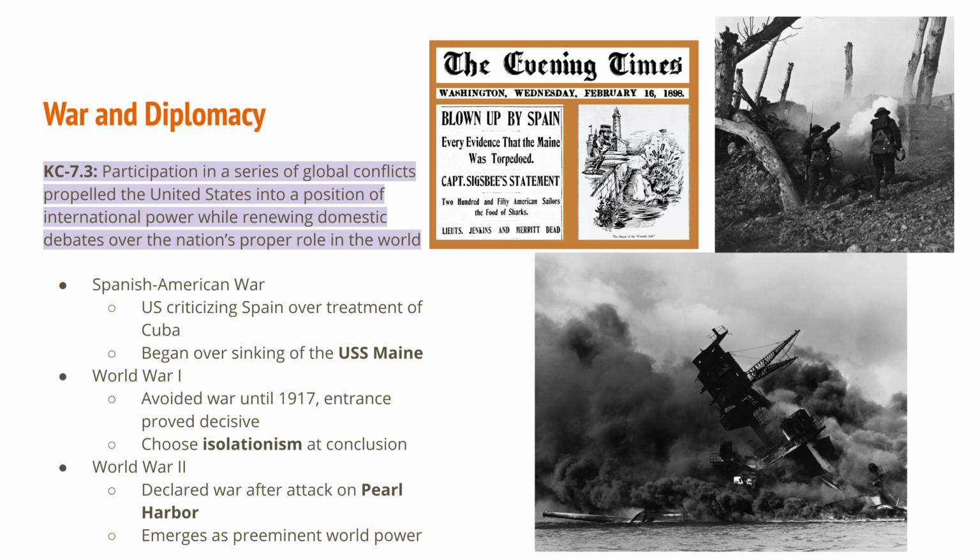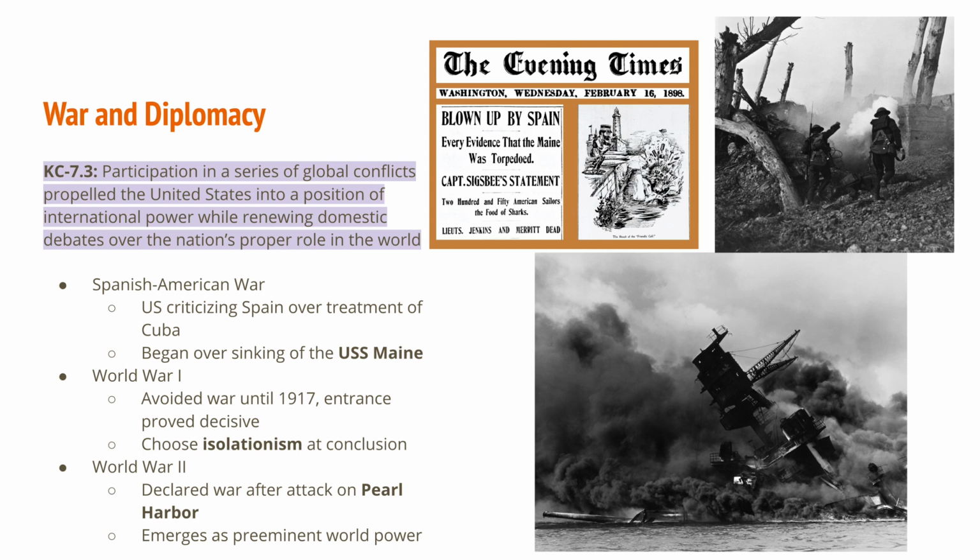All right, participation in a series of global conflicts propelled the U.S. into a position of international power while renewing domestic debates over the nation's proper role in the world. I've listed the three major wars that we fight in this period here: the Spanish-American War, World War I, and World War II, and how each of them are going to shape American national identity and how we see ourselves and our place in the world.